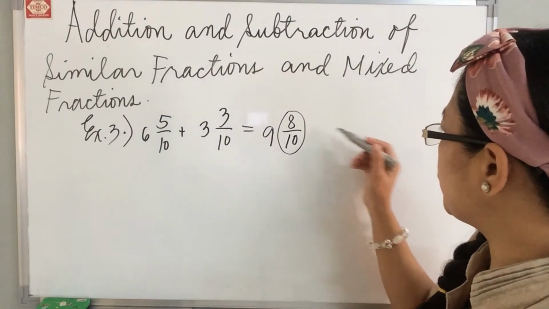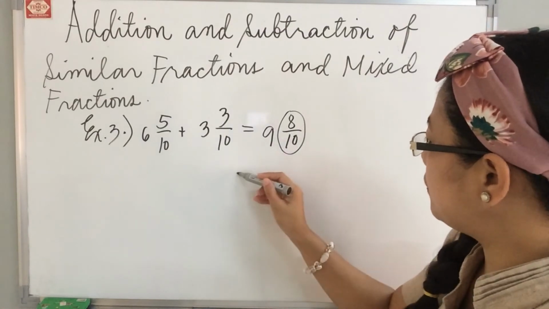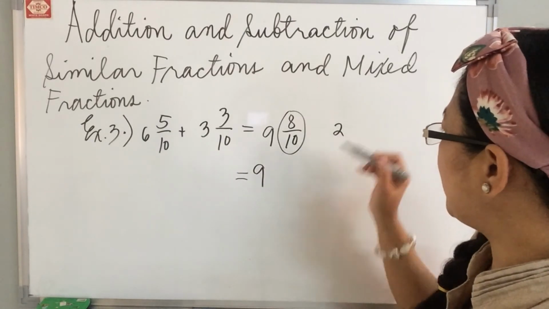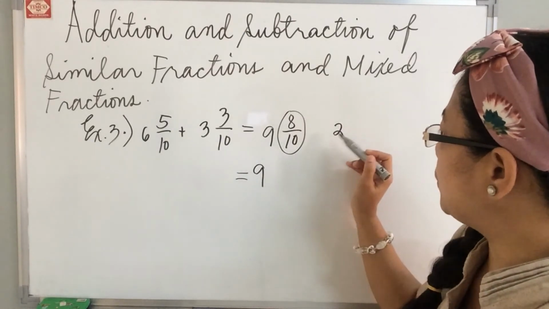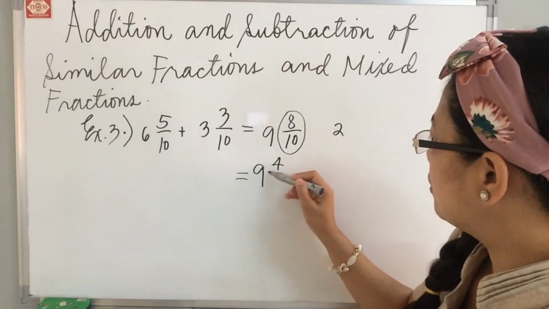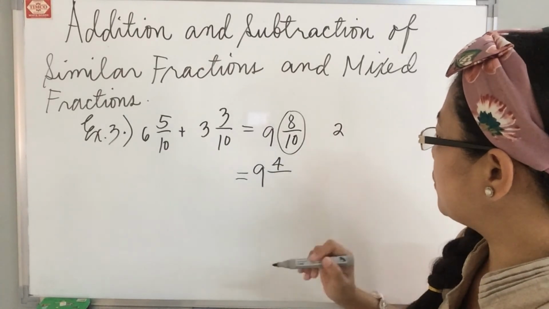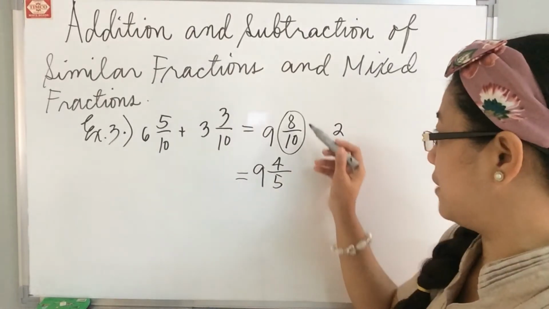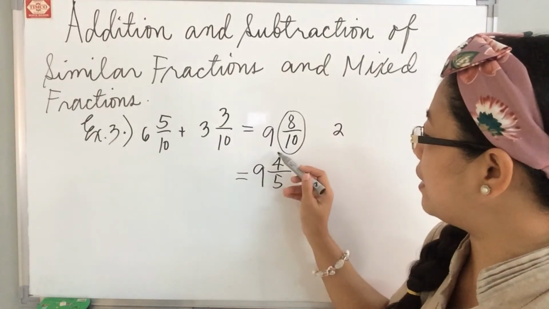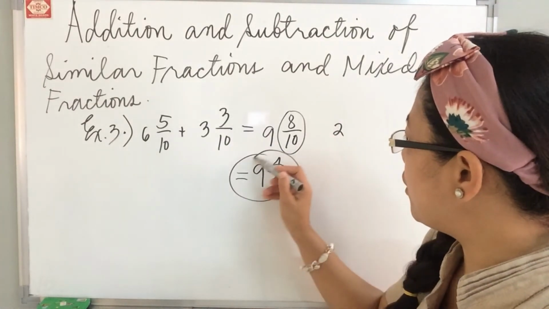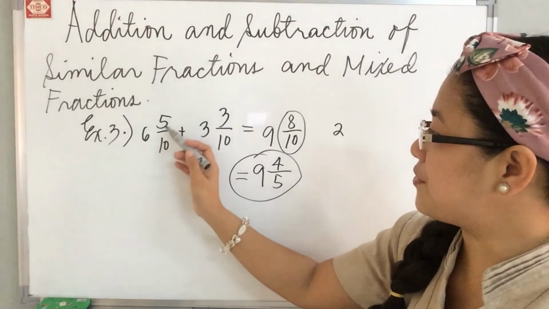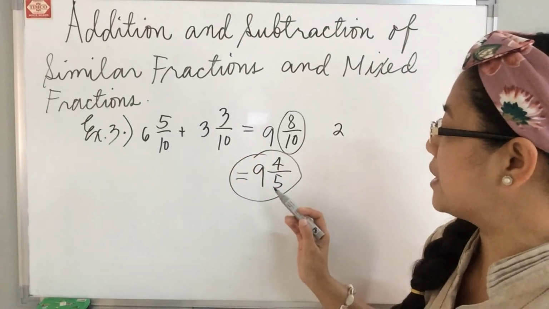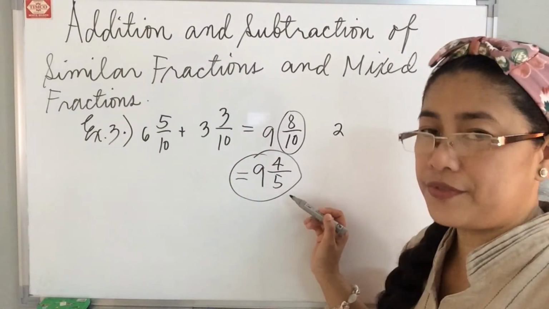Yes, we have 2. So, divide 8 and 10 by 2. But first, let's bring down the whole number, which is 9. So, GCF is 2. 8 divided by 2 is 4, and 10 divided by 2 is 5. So, 4/5 now is the lowest term of 8 over 10. So, our final answer is 9 and 4/5. So, when we add 6 and 5 over 10 and 3 and 3 over 10, it will give us 9 and 4/5.